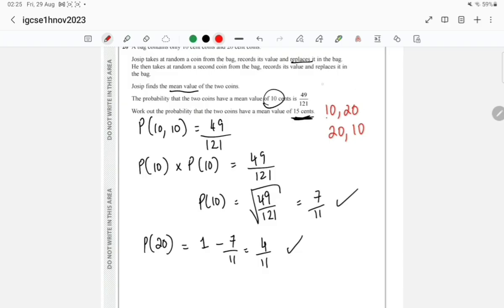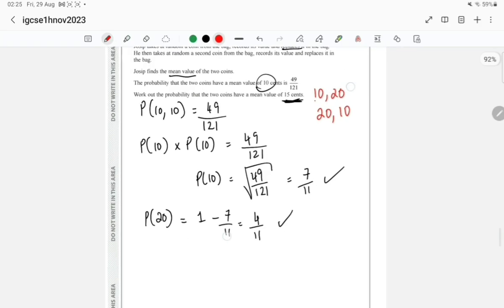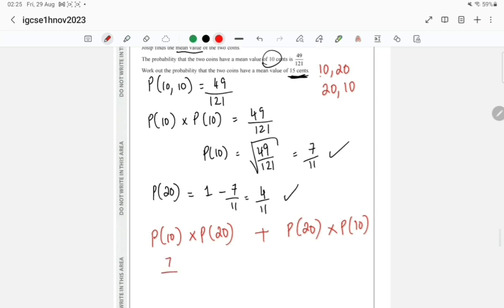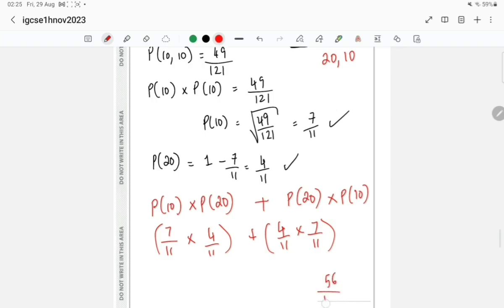Because then the mean would be 30 divided by 2, which is 15. So it would be probability of getting a 10 multiplied by probability of getting a 20, or, which means plus, probability of getting a 20 first and then getting a 10. So that is 7 over 11 multiplied by 4 over 11 plus 4 over 11 multiplied by 7 over 11. So 28 divided by 121, and we can just multiply this by 2. I will be getting 0.46 something, or 56 over 121.